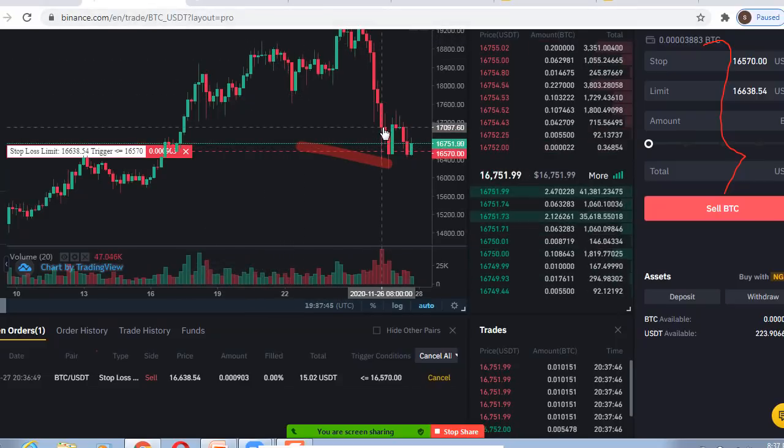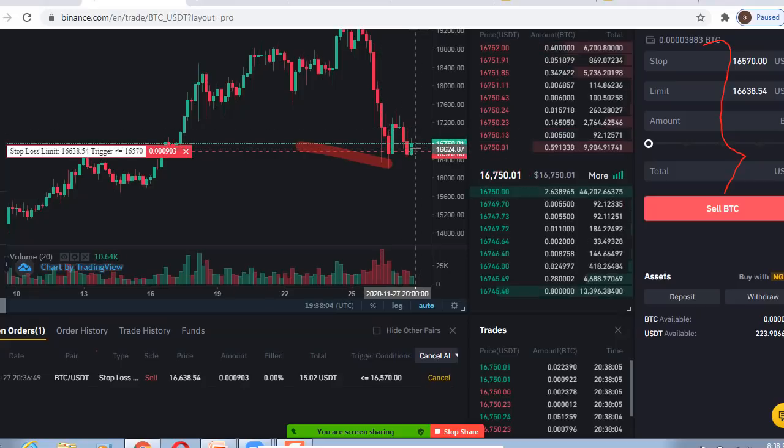So you have to be very strategic as a technical analyst and place it strategically in line as the market moves to the upside. By so doing, you will be securing your profits as the market moves up. In case the market reverses, once it hits your stop, it automatically sends it back to USDT and you'll be safe and still collect some of the profit that you have. That's how you do that.